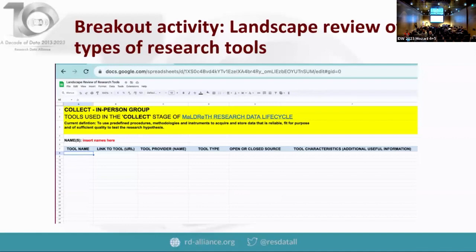Hello? Yeah, it worked. Okay, everybody, thank you so much for participating in that exercise. If I can have your attention, we're now just going to report back. So if I can ask you to introduce yourself as a reporter and the stage of the research data lifecycle you're working on. I think we'll start with Collect.